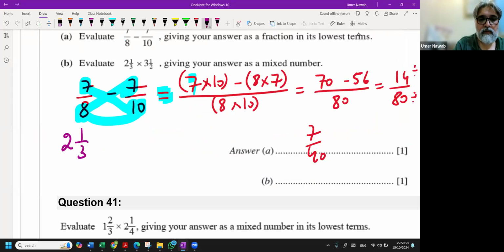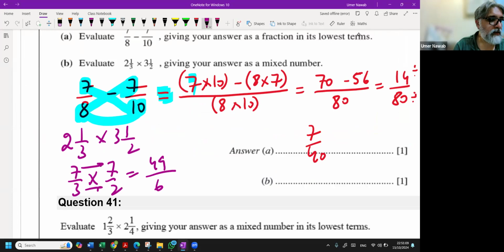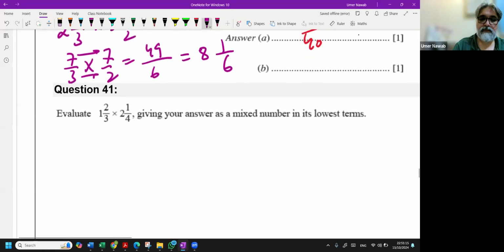2 whole 1 over 3 times 3 whole 1 over 2. So this is 7 over 3 times 7 over 2. Multiply parallel, 7 times 7, 49, and 3 times 2 is 6. When you do long division, it will give you 8 whole 1 over 6.